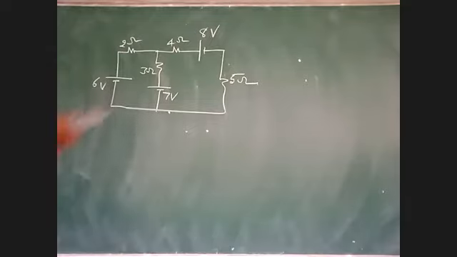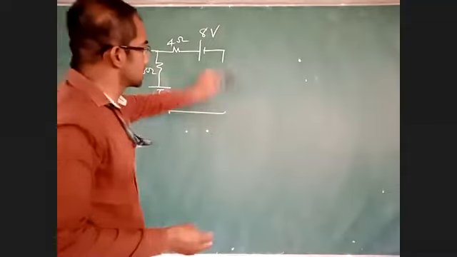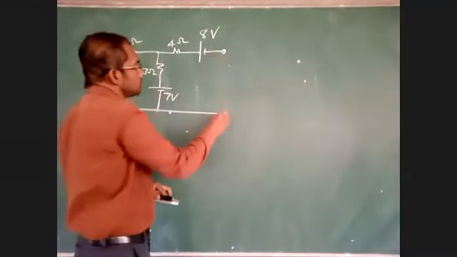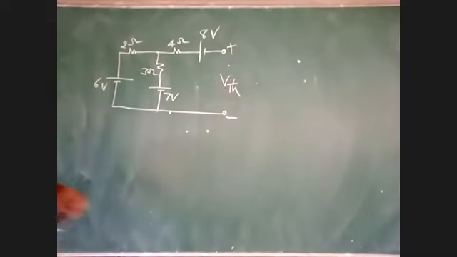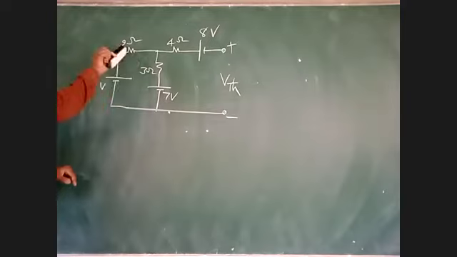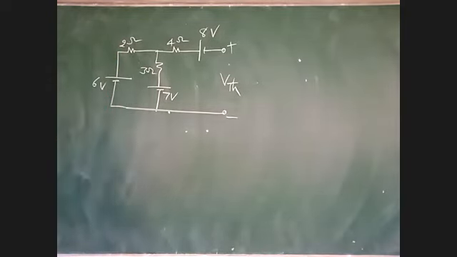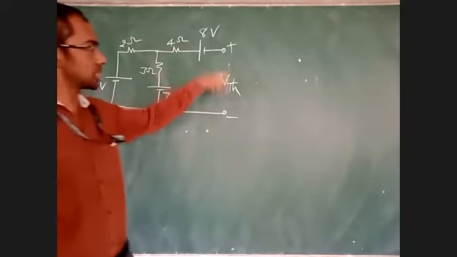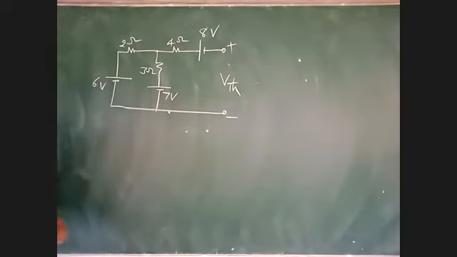See here, they are asking in 5 ohms, so I'll open this resistance. Suppose if they ask in 3 ohms, open this resistance. If they ask in 2 ohms, open this resistance. If they ask in 4, we'll open this. Okay. But they are asking in 5 ohms, that's why I have removed it and taken plus and minus. Now I will determine VTH.